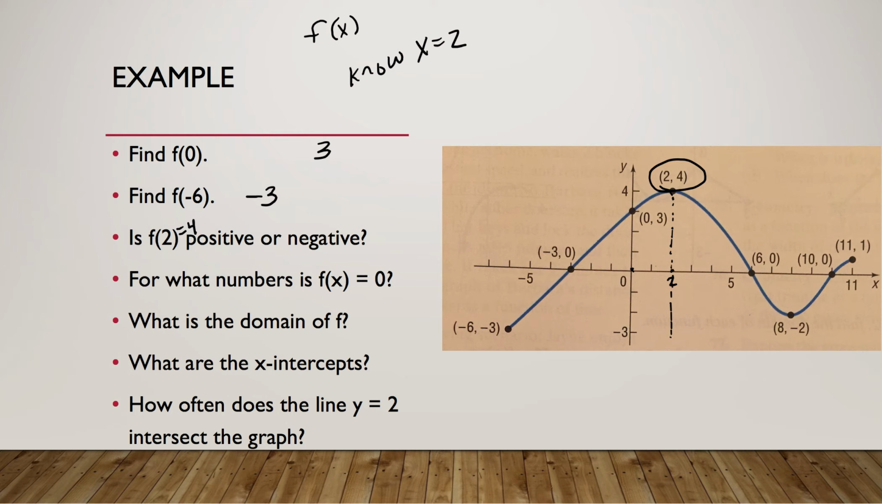Again, we know that x is 2. They told me that. They're asking for the y. And so we know that the y value that goes with that is 4. So is that positive or negative? We would say that that is positive. The 4 is positive.